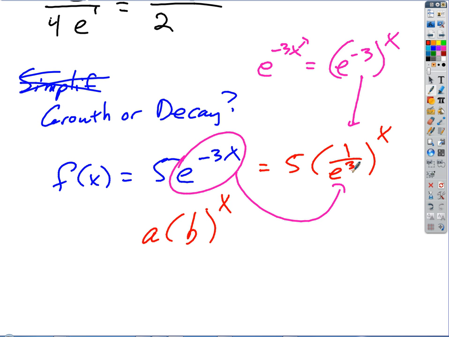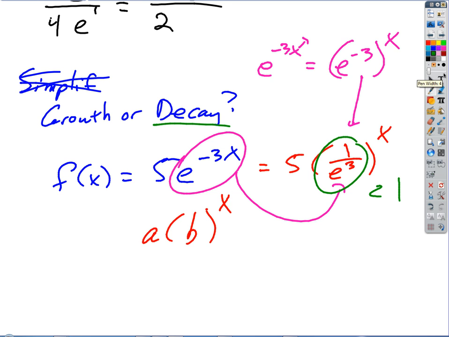Now e is a number that's 2.7-ish, so 2.7-ish cubed is going to be 25-ish. It's going to be a pretty big number. That's roughly 1 over 25-ish. Is that going to be a fraction that's less than or greater than 1? Quite a bit less than. 1/25 is a small number, isn't it? So because that number is less than 1, we know this is decay. Decay is the winner this time. Okay?